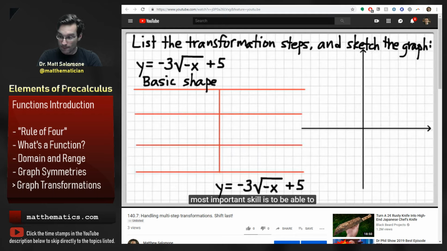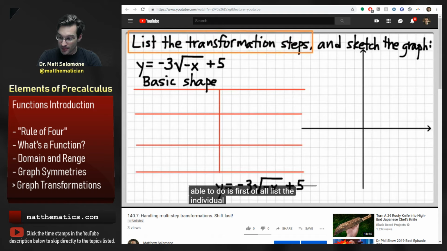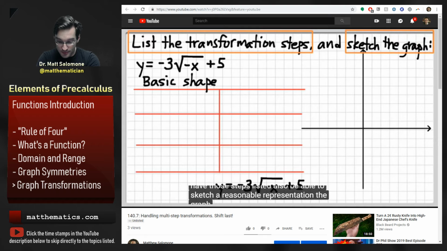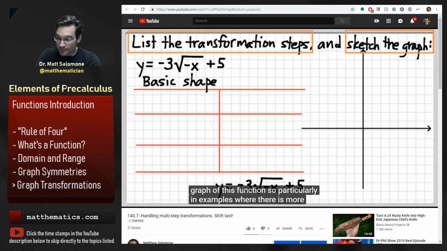The most important skill is to be able to look at an equation like this one, y equals -3 radical minus x plus 5. So that's the graph of a function. And the two things that you'll need to be able to do is, first of all, list the individual transformational steps that can turn the basic shape of this graph into the shape that the transformed graph ultimately has. And then once you have those steps listed, also be able to sketch a reasonable representation of the graph of this function. So particularly in examples where there's more than one step involved in the transformation, it's not always obvious right away how to go about this process.